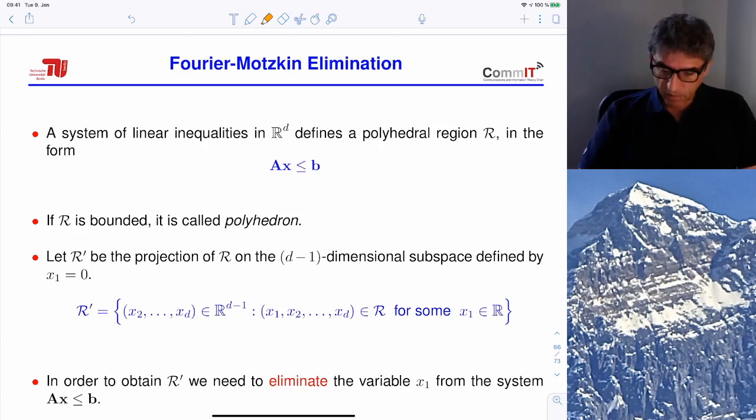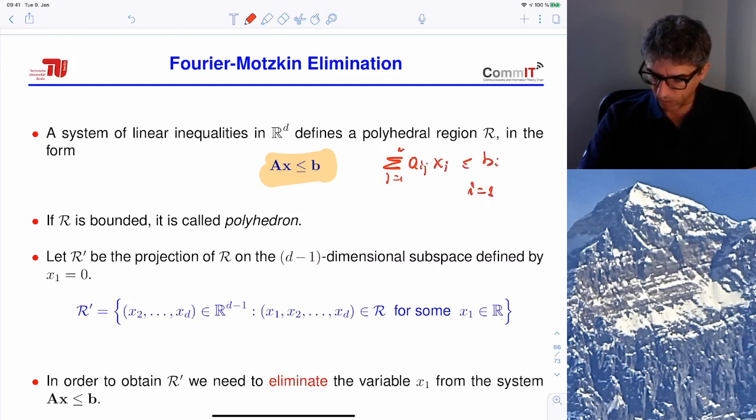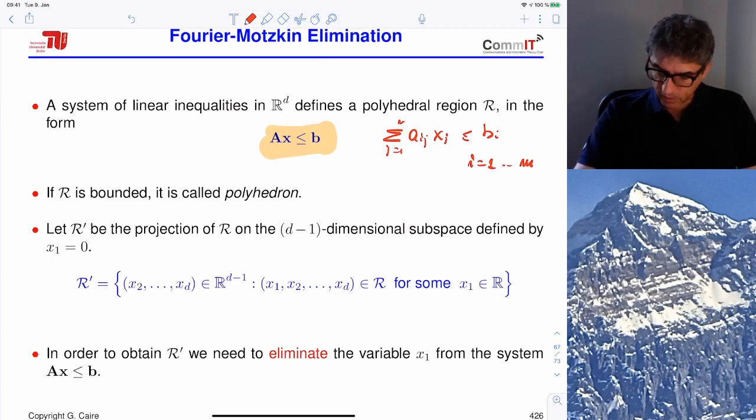Okay. So let's talk about Fourier-Motzkin elimination. So imagine a system of linear inequalities in R^d. In general, linear inequalities are in the form Ax less or equal than b, because when you write this for every i, you have the sum from j=1 to d of a_ij x_j less or equal than b_i, and this is for i from 1 to n. Oh, it is in R^d, so this should be d. Okay. So we have a certain number of inequalities in R^d.